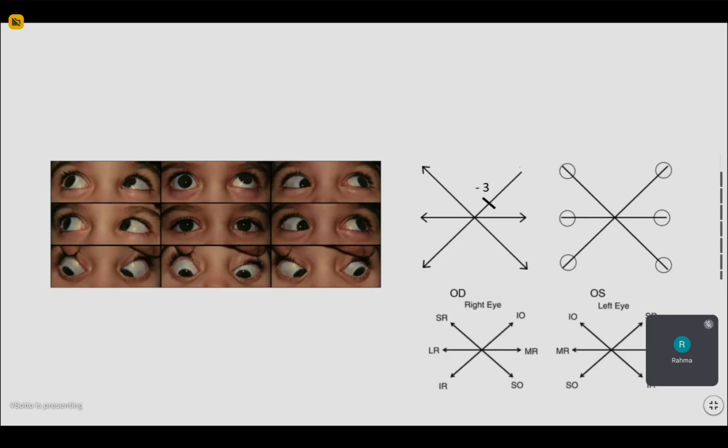Are there questions regarding this? This is an example where there is a -3 recorded, when the patient is looking at the upper and left direction. So as you can see, when the patient is looking at that direction, the eye has some restriction. So we record it as -3.